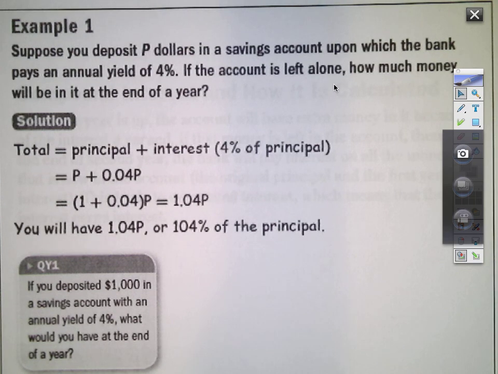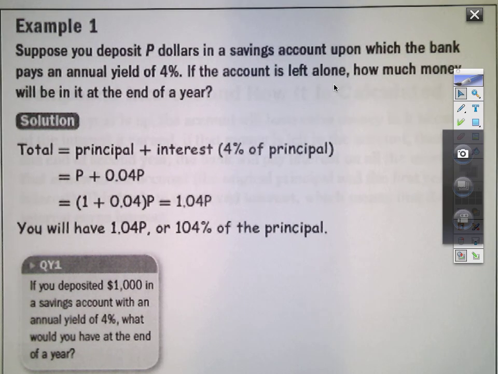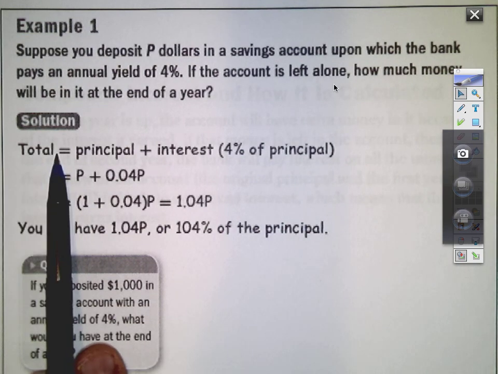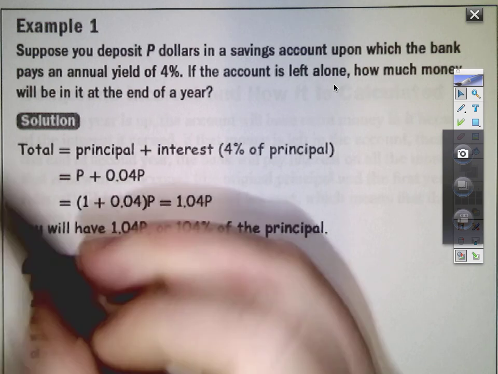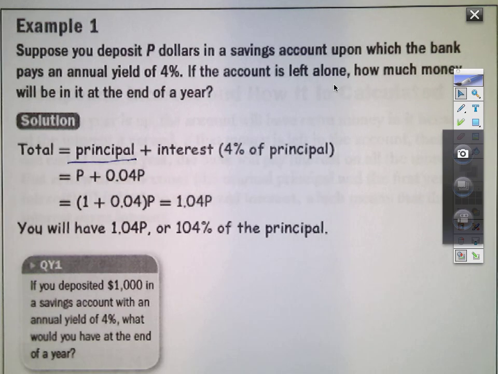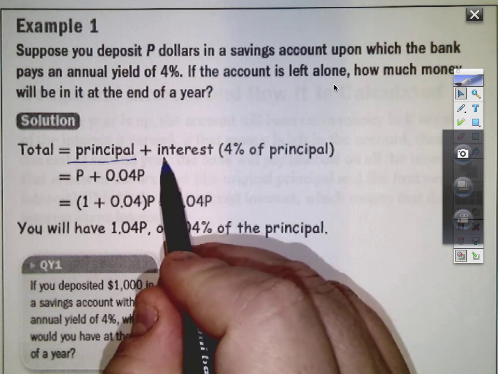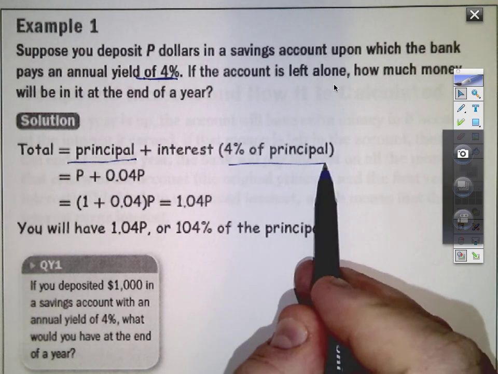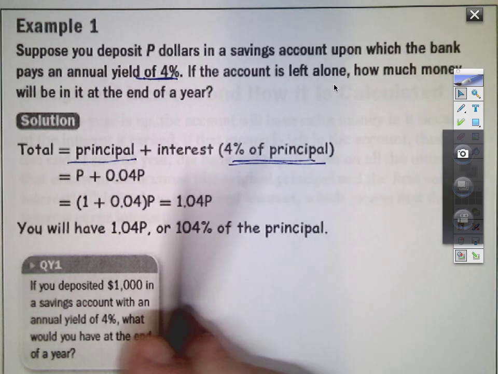Let's look at example 1. Suppose you deposit P dollars in a savings account upon which the bank pays an annual yield of 4%. If the account is left alone, how much money will be in it at the end of the year? Okay, let's look at the solution. The total is equal to principal, that's how much money that you put in, plus the interest. The interest in this case is 4% of the principal.